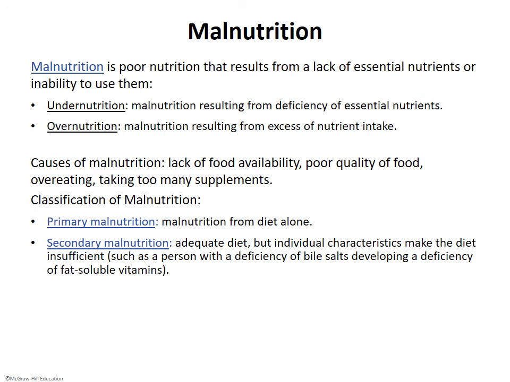Now, there's either primary or secondary malnutrition. Primary malnutrition is simply bad nutrition from diet alone. Secondary malnutrition is when I have some sort of defect. If my gallbladder's been taken out, as it says, and I have a deficiency of bile, or if I just have something wrong with my intestinal tract. Secondary malnutrition is anything that gets in the way, which means no matter how good my diet is, how much good stuff I eat, if I have something wrong in my GI tract or somewhere along the path of getting the nutrients to my cells, that's secondary malnutrition.